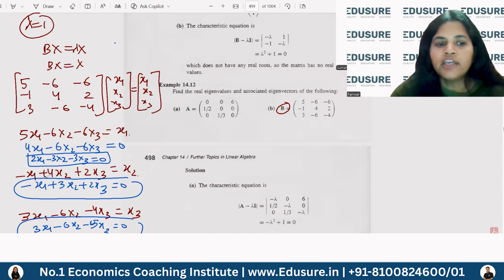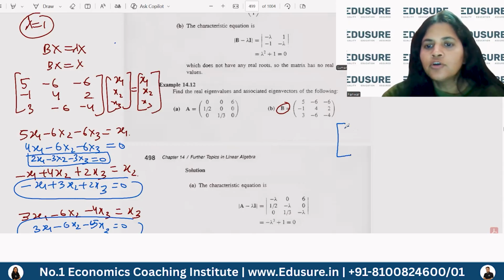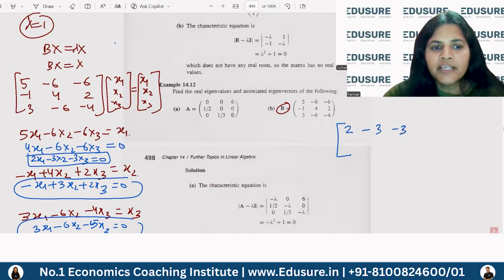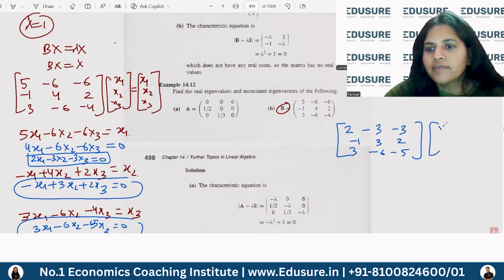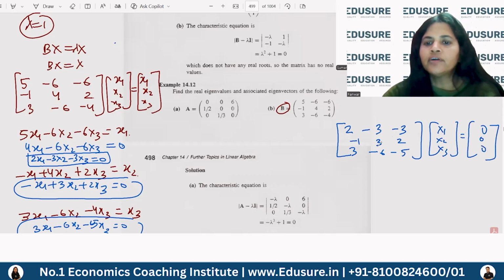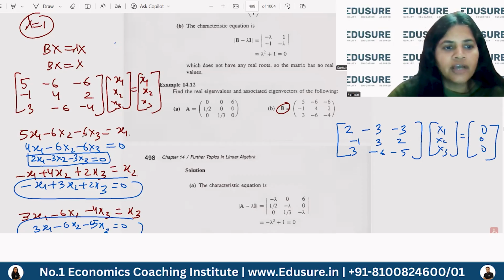So basically now you have three equations, and you have to solve them like this. 2, minus 3, minus 3. Then I have minus 1, 3, 2. And then I have 3, minus 6, minus 5. Times x1, x2, x3 is equal to 0, 0, 0. So let us try to convert this into a beautiful form, that is a triangular form.